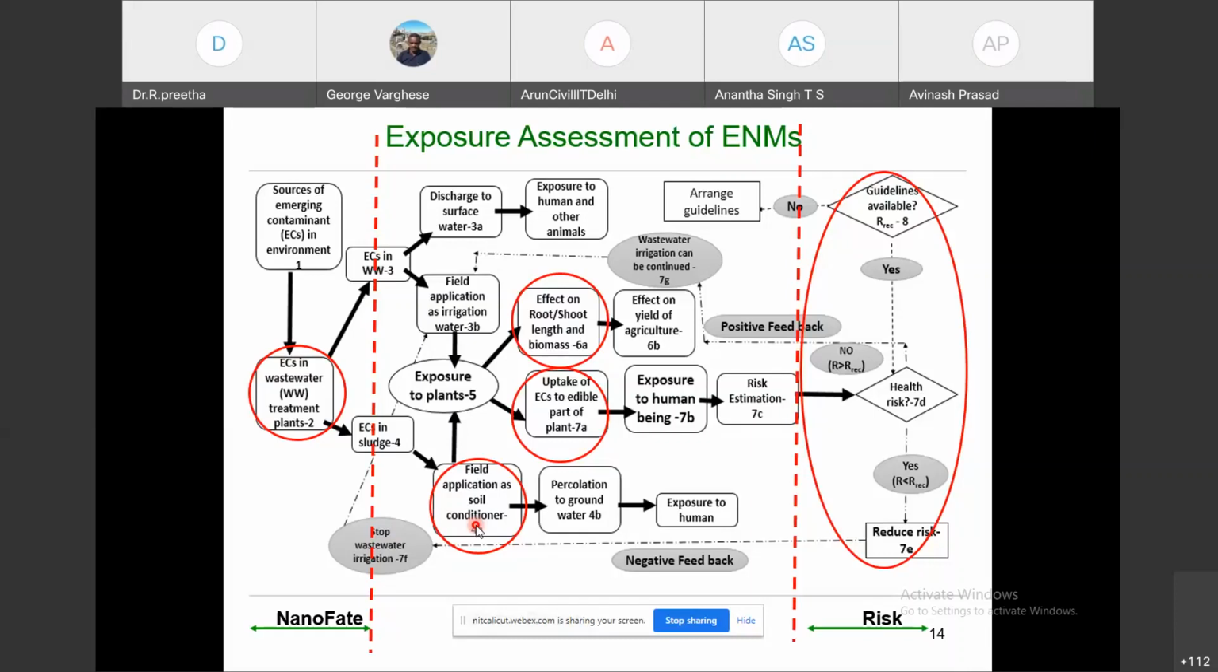So please take 5 minutes just to go through every box and to see how things are interrelated. Meanwhile, will you take questions in between?